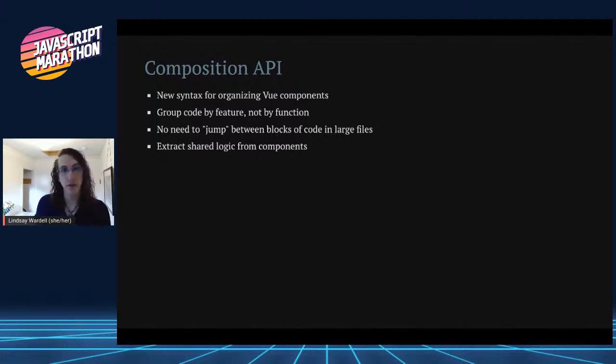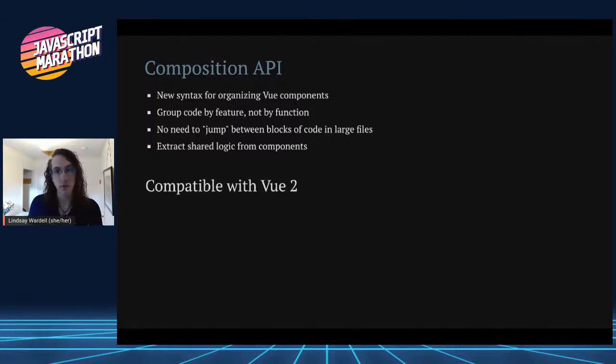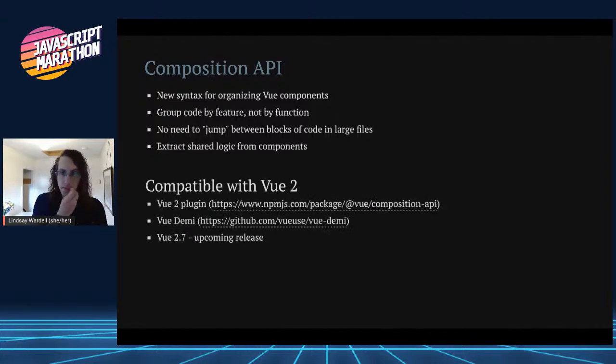Another large benefit of learning the Composition API, not necessarily just using it, but understanding it, is that it will be compatible with Vue 2. There is currently a Vue 2 plugin. If you want to install it, it's at @vue/composition-api on NPM. And that lets you implement the Vue Composition API in Vue 2. You can use it today in your existing applications. You don't need to upgrade to Vue 3 to do it.